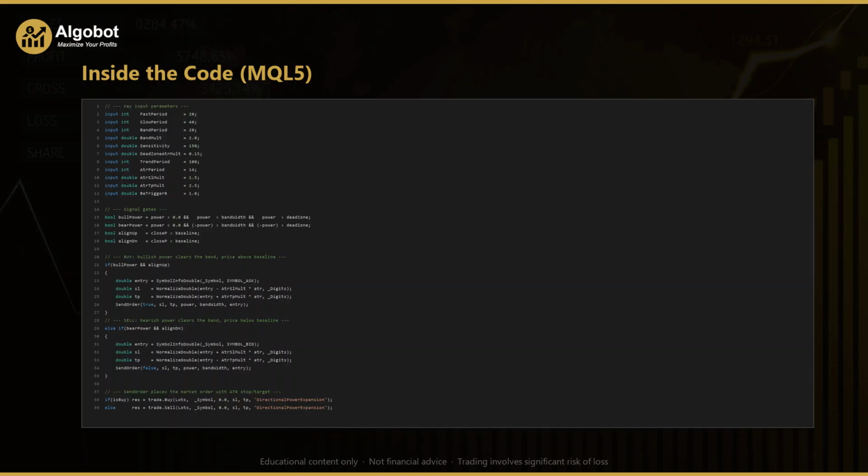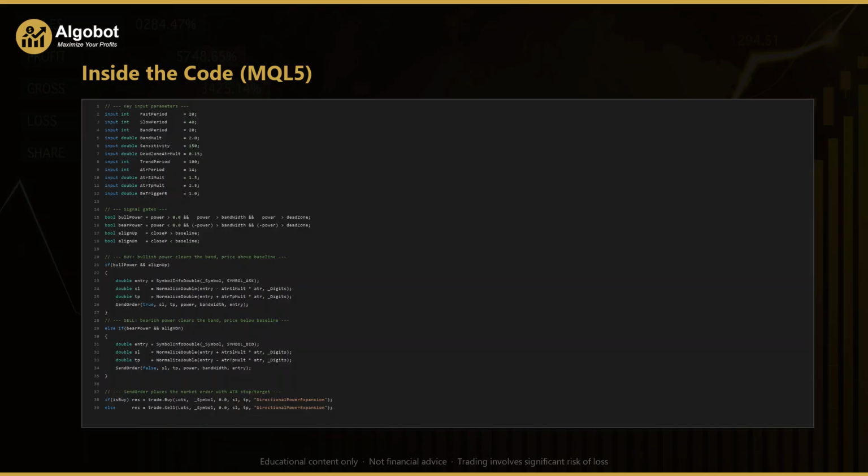Notice how bull power requires the power value to be positive, greater than the bandwidth, and greater than the dead zone, all in one line. Bear power is the exact mirror, using the negative of power. The align up and align DN flags simply compare the closing price against the baseline.